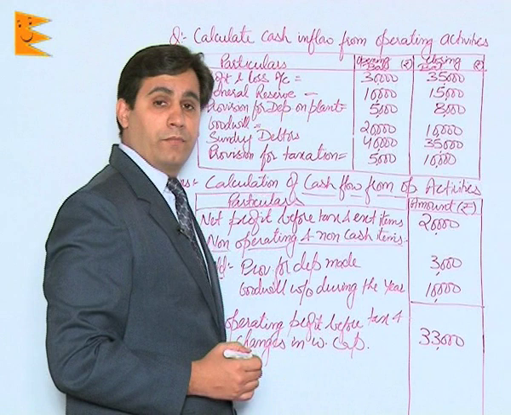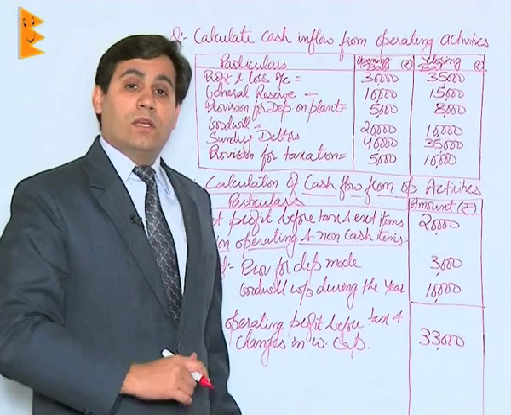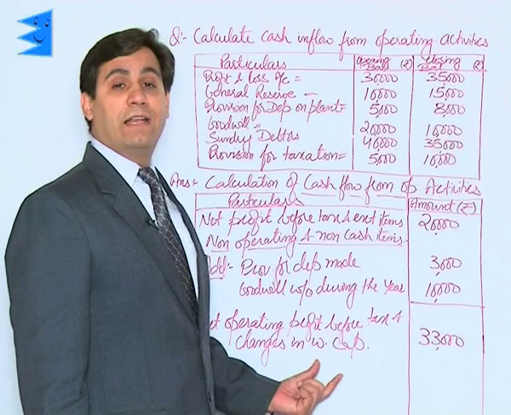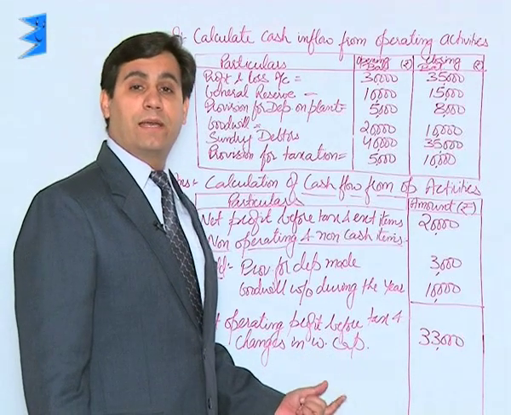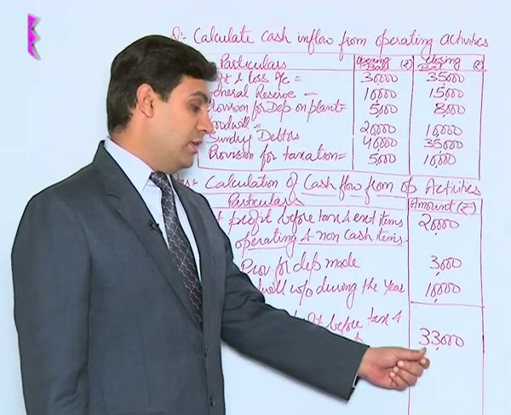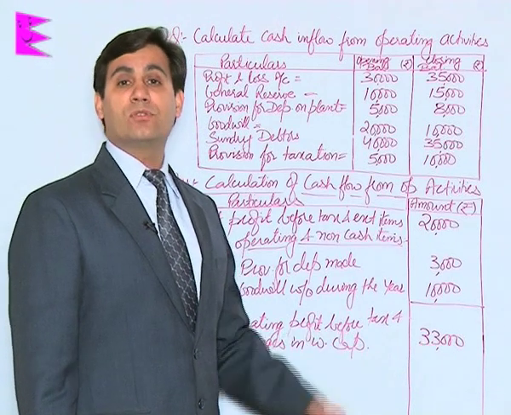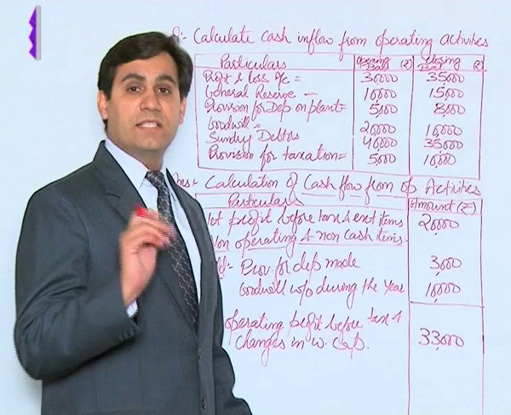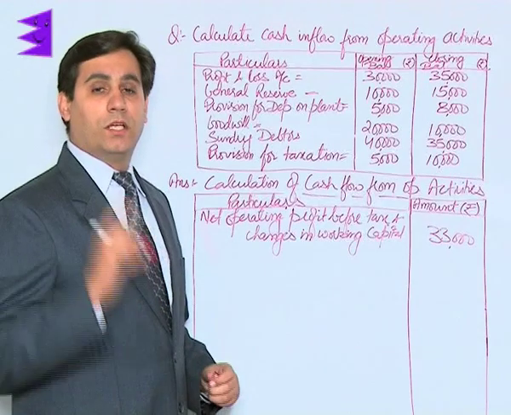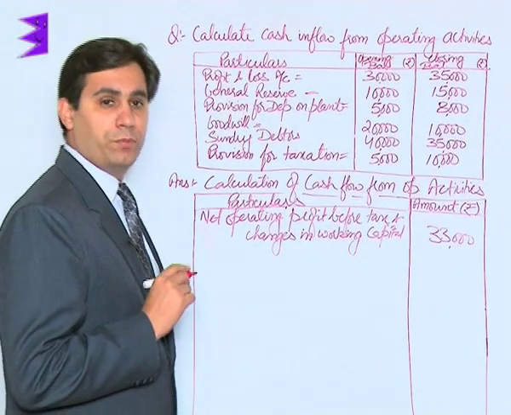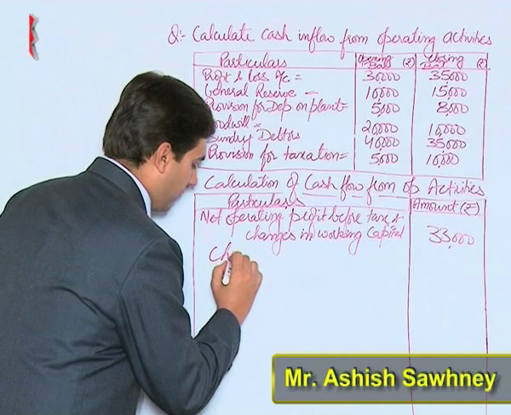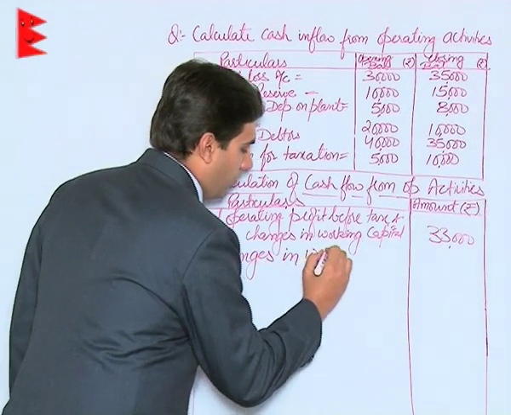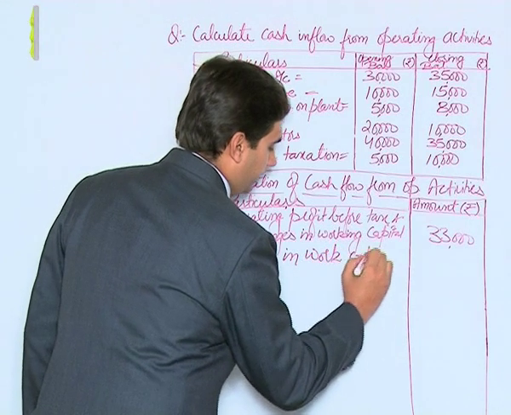33,000. Now again, as and when we move ahead, we will have to adjust the values of current assets and current liabilities out of this 33,000 so as to arrive at cash from operating activities. Let us see how that will be done. Now changes in working capital would be made. So the next part is changes in working capital.